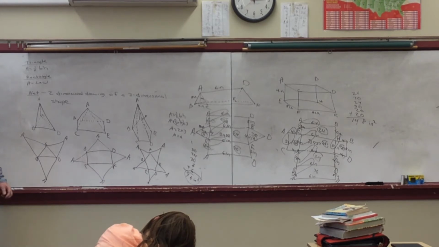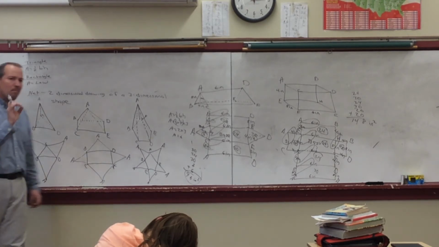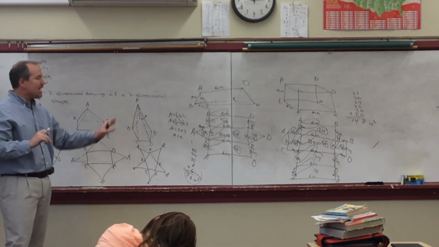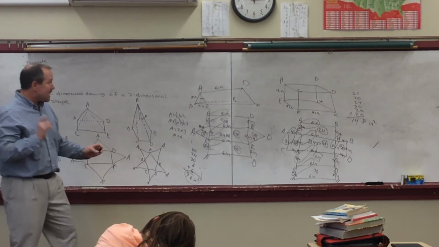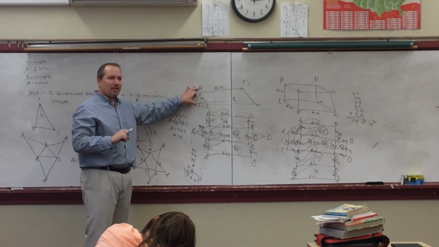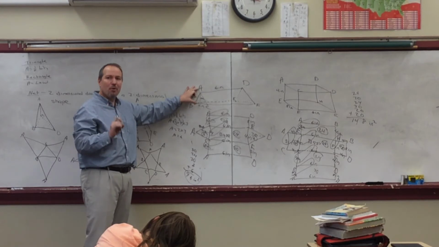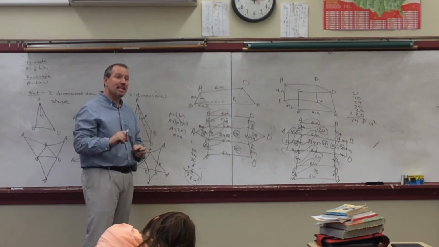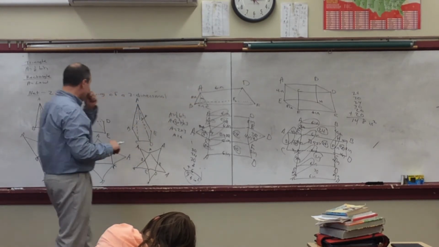Does it make sense? The hard part is simply making the net. But the easy thing to do is label the points. If you label the points, it will make it so much easier. It'll take a lot of the confusion out of it.